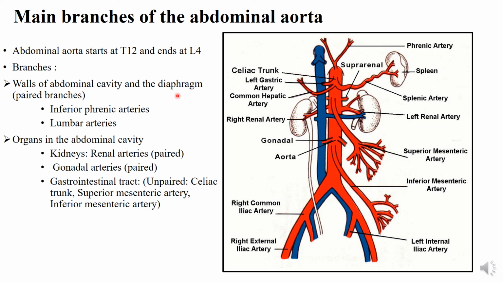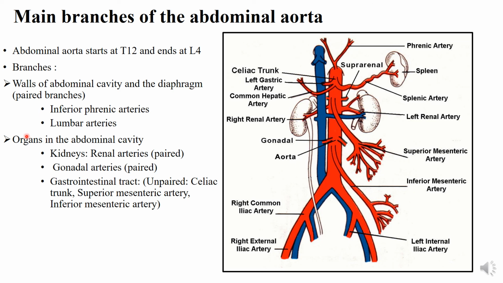The abdominal aorta has branches that go to the abdominal wall and diaphragm, and branches that go to organs inside the abdominal cavity. The branches that go to the abdominal wall and the diaphragm are paired branches, so you have left and right of them. We have the left and right inferior phrenic arteries, and we have the left and right lumbar arteries.